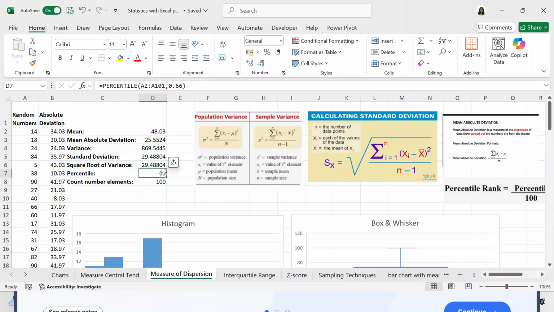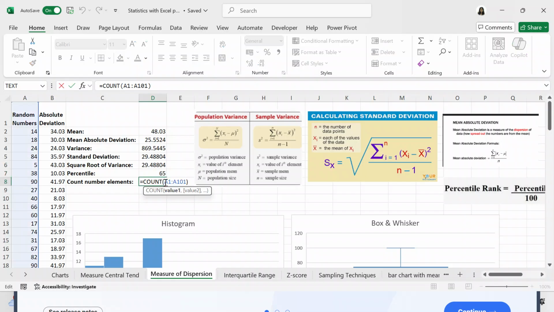We also have something that we're going to cover later, which is the percentile. There is a percentile function in Excel, and so basically in this particular instance, we're doing this percentile of the range, and we're going to be looking for a 66%, and the percentile at 66% is 65, and then we count the number of elements, so you count A1 to A101. Excuse me, I've had problems with my throat lately.